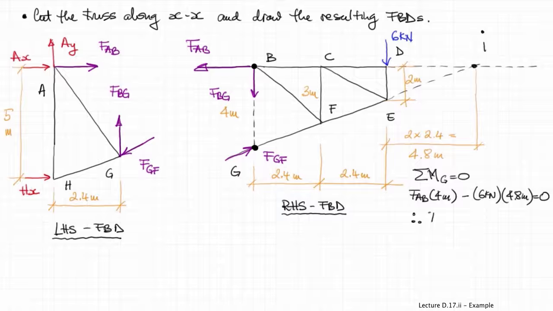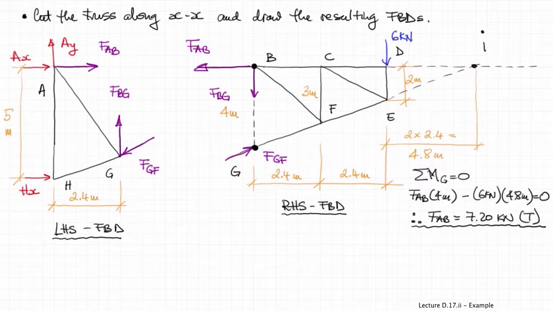One single unknown, FAB, and if we calculate, FAB will be equal to 7.2 kilonewtons in tension. Our assumption was correct. The member is in tension.